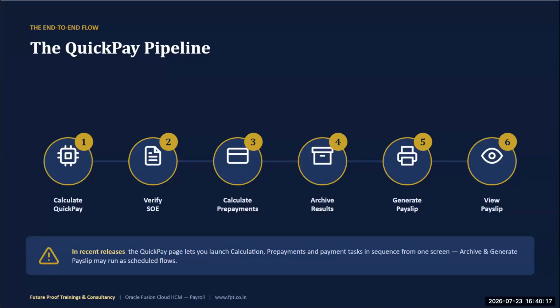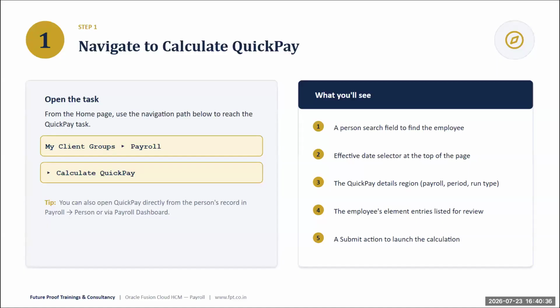These are the major processes that we are going to see in this quick pay cycle: calculate quick pay, verify statement of earnings, calculate prepayments, archive results, generate payslip, and view the payslip. So this is the navigation. We need to go to My Client Groups, Payroll, Calculate Quick Pay.